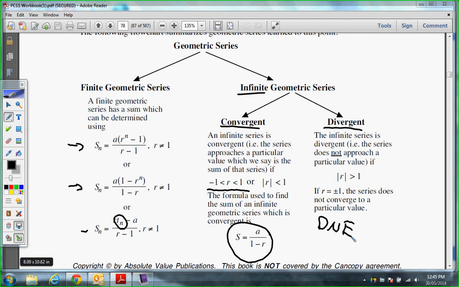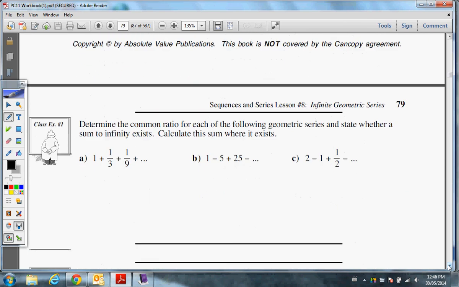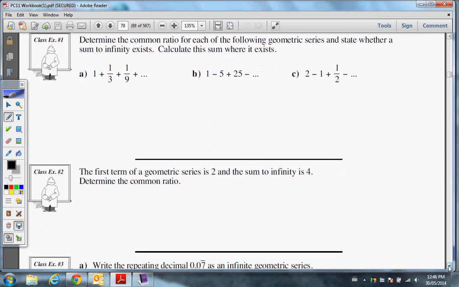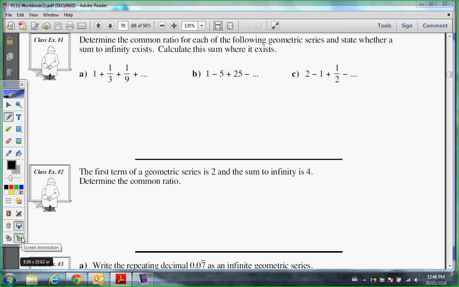Any questions there? Okay, so now the examples will kind of finish it for us. Example 1, determine the common ratio and if it's convergent or divergent, because that'll tell us if the sum exists or not. So the first thing is we want our A, which is 1. Our R is 1/3. So if my R is 1/3, is that convergent or divergent? Convergent, so I can use the formula.